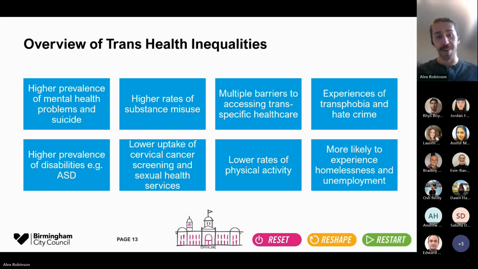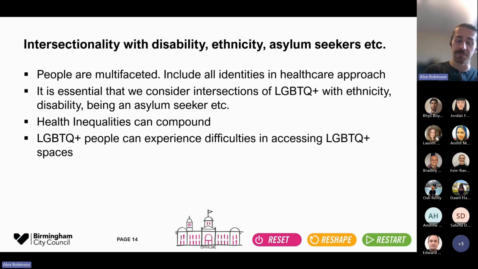So I realise I've just spent quite a long time reeling off health inequalities. Sorry, 2 to 3 more minutes discussing health inequalities, and then I'll move on to talking about our engagement partners.